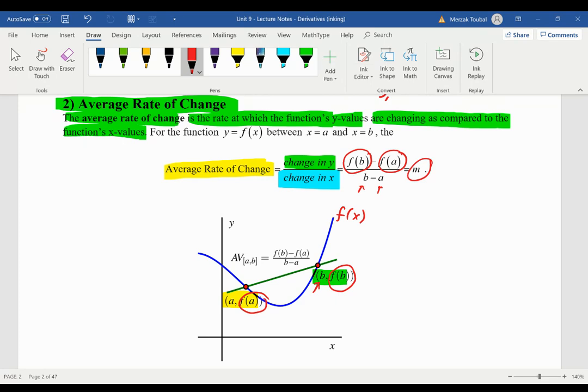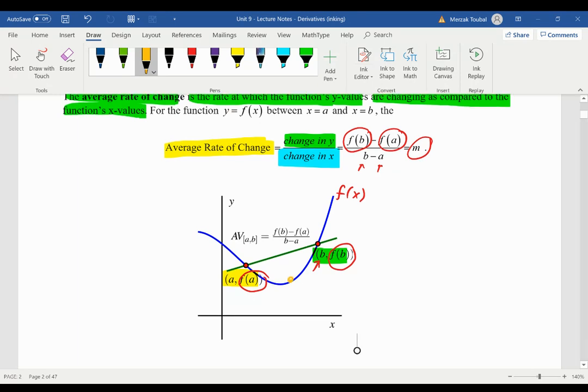Now, why are we taking the average rate of change or the average slope? Because the graph of the function f is not a straight line. Therefore, each time you pick different points, you get a different slope.